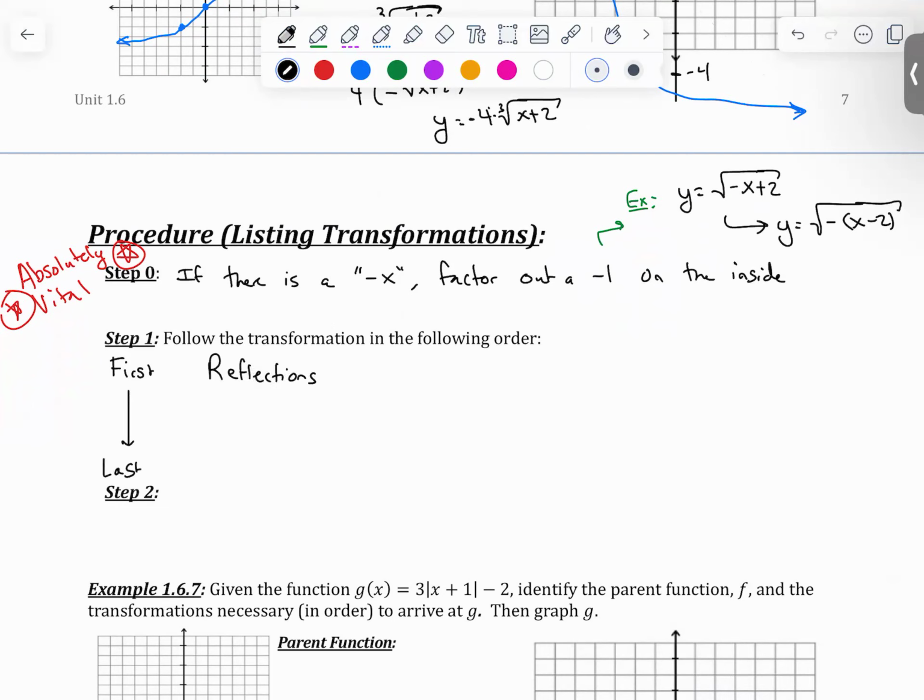The cool thing with my method is that it doesn't matter which reflection you do first. If there were both, for example if the curve was negative square root of -x, based on my method it doesn't matter whether you reflect across the x-axis first on the outside or the y-axis on the inside first. That's the thing I love about this. So you take care of reflections first, then compressions and stretches.